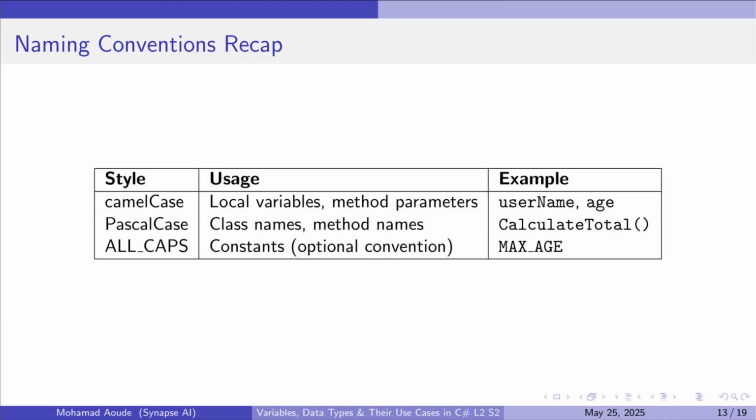First, let's talk about camel case. This means you start with a lowercase letter and capitalize the first letter of each subsequent word. For example, if you have a variable for a user's name, you would write it as userName with capital N. Next is Pascal case, which is similar but starts with a capital letter. This is used for class names and method names like CalculateTotal. Finally, for constants, we use all uppercase letters with underscores to separate words. For instance, MAX_AGE is a great way to highlight important values. Remember, following these conventions helps make your code clear and easy to read.